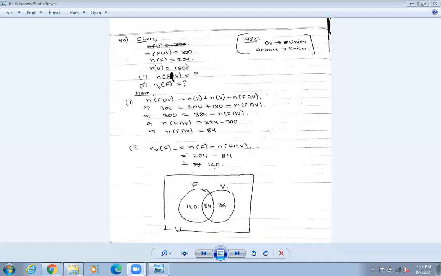So NF is how much? 204. 204 minus the intersection. Did we get the value? Okay, we got the value, it is 84. So subtract them, you'll get 120 as your answer. So only F, that means this part. We just subtract the intersection, isn't it? That is what we did, subtracting the intersection, 120.